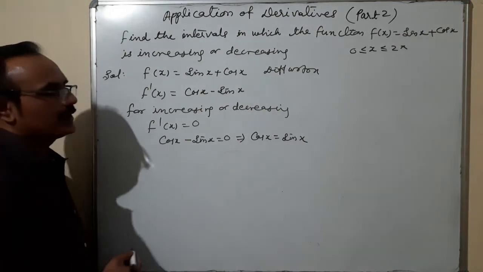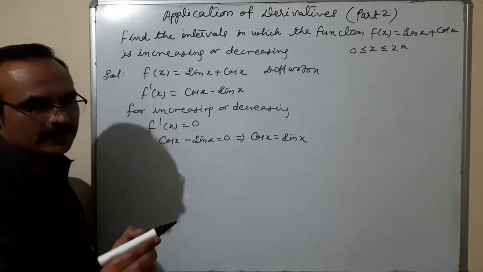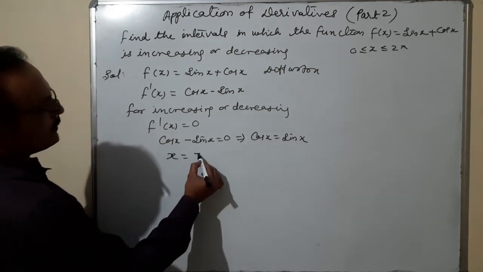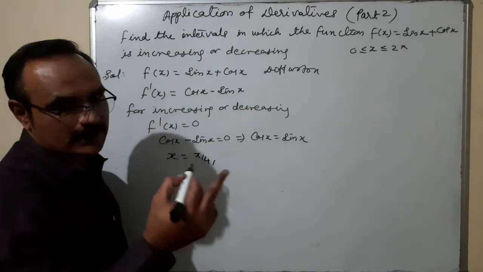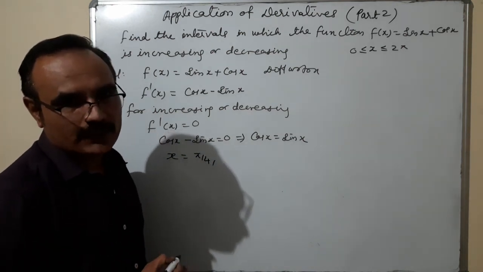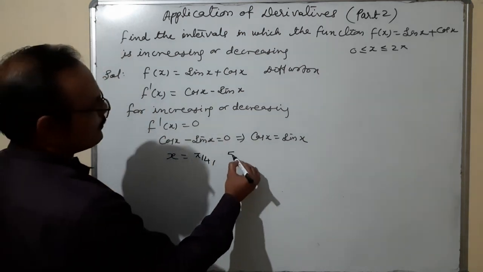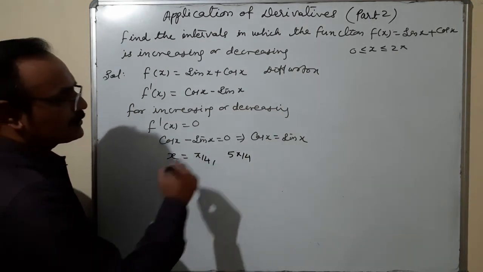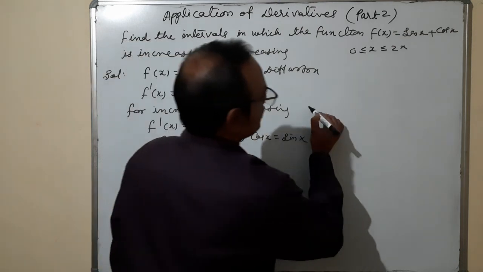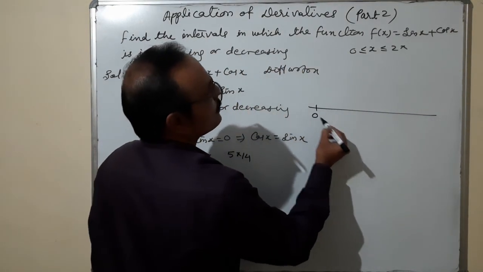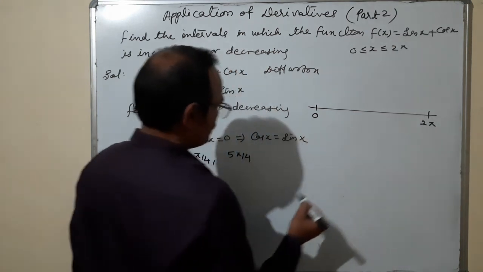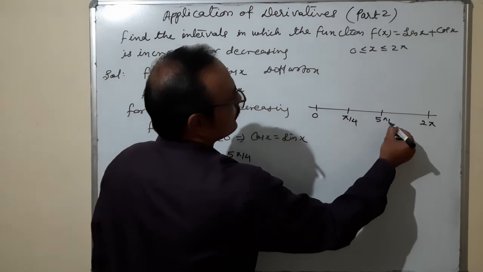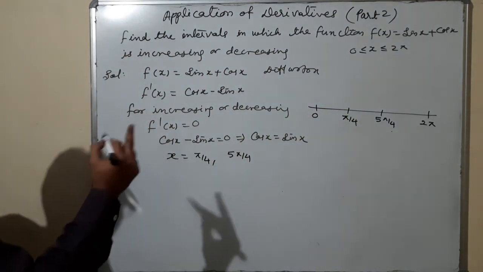So there are two values possible. Number one, x is equal to 45, that is pi by 4, in the first quadrant, and second is in the third quadrant. That means 45 plus 180, 225. So pi by 4 plus pi is 5 pi by 4. Okay, two values possible, x is equal to pi by 4 and x is equal to 5 pi by 4. This is the interval from 0 up to 2 pi, and between 0 to 2 pi there are two critical points. One is pi by 4 and second is 5 pi by 4. Okay, how many intervals are there? There are 1, 2, 3 intervals.